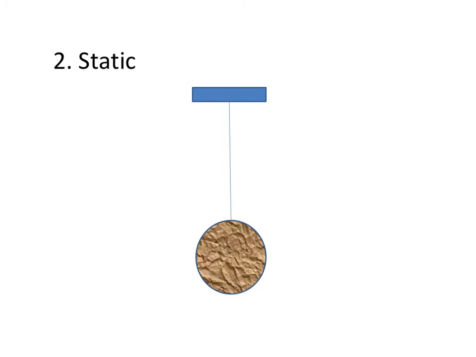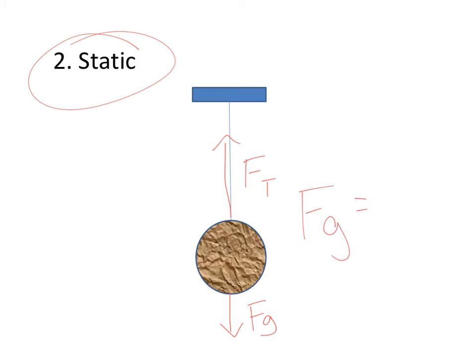Okay, so here's another one. Free body diagram, we've got the ball going down, and then we've got the force of tension going up. Again, static, so that means the force of gravity here is equal to the force of tension. That's why it's not moving.